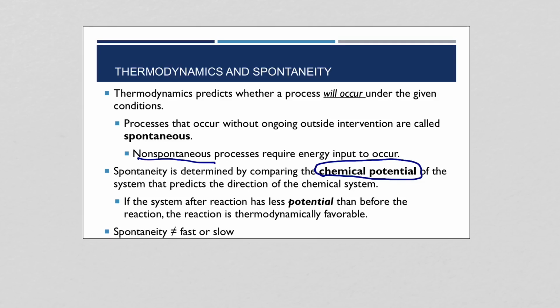Now, one thing we have to keep in mind, though, is that spontaneity does not mean fast or slow. So when we look at chemical reactions, we have two ways to talk about whether they're favored or preferred. We can talk about whether they're fast, meaning they're kinetically favored, like we saw back in chapter 15, or if they are thermodynamically favored, meaning they have a reduction in this chemical potential. They're spontaneous.